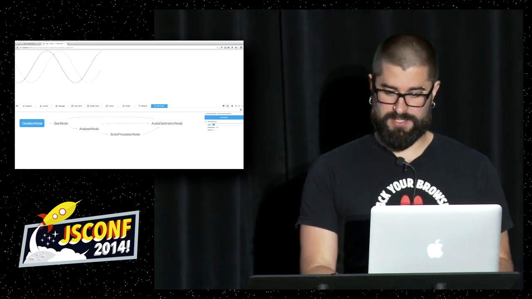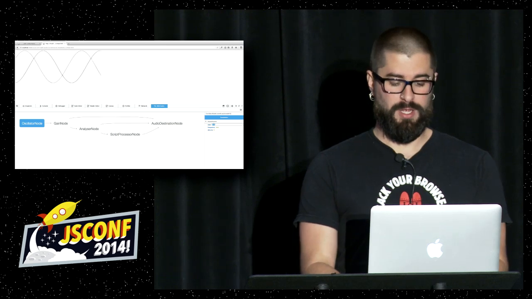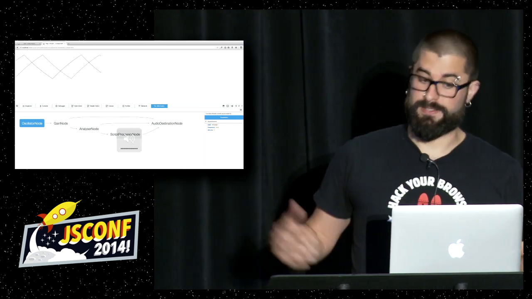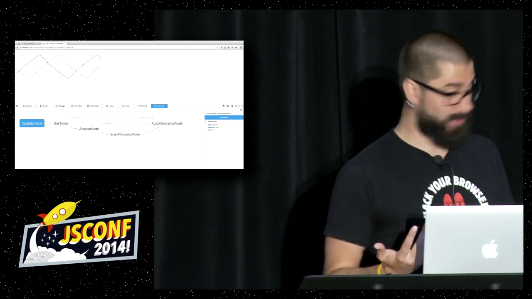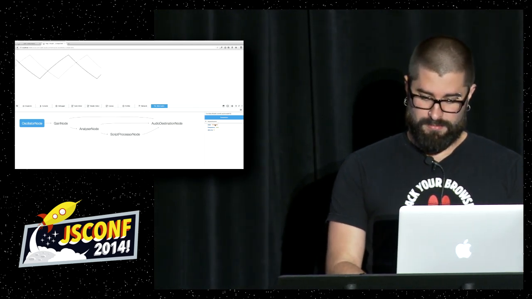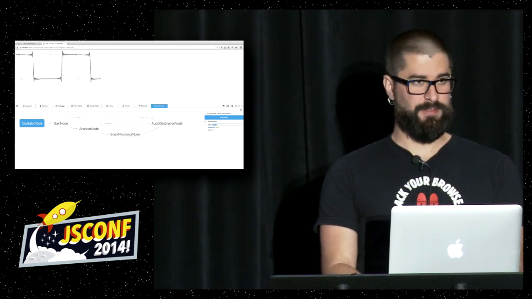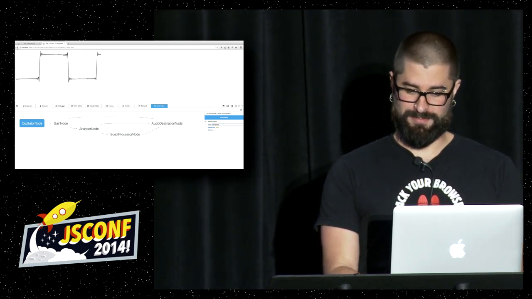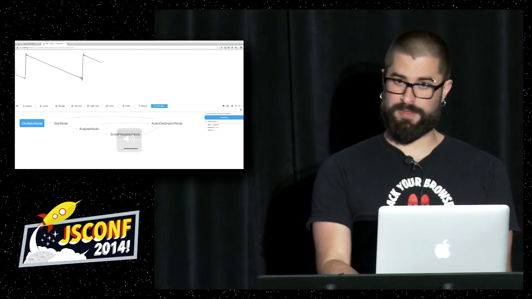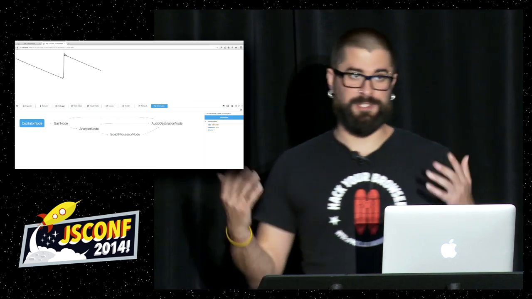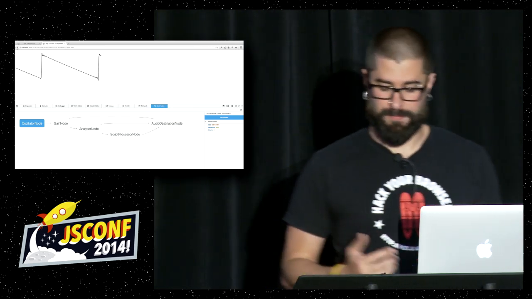There are other types of oscillators other than sine wave. We can have triangle. And it's named that way because it looks like a triangle. Square wave. Is that too loud? Excellent. And my favorite, sawtooth. And you can see how these waves are named because they actually look like the object that they were named after.